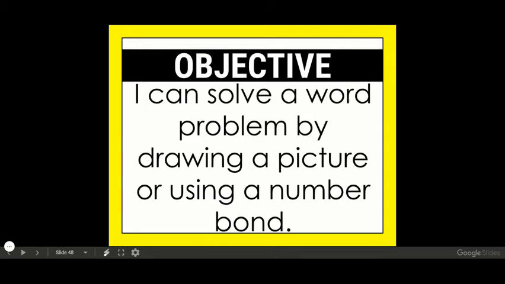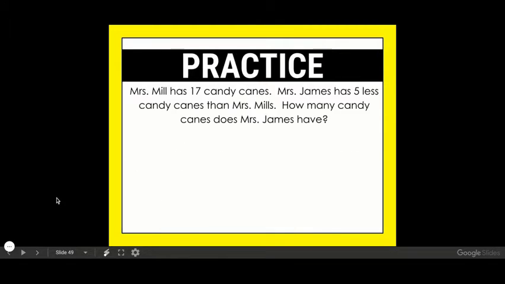The objective for today is I can solve a word problem by drawing a picture or using a number bond. I'm going to give you two examples, one with drawing a picture and one with a number bond, and then you're going to have a turn to solve a problem whichever way you would like.